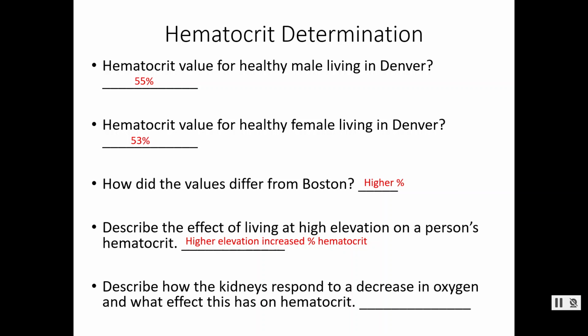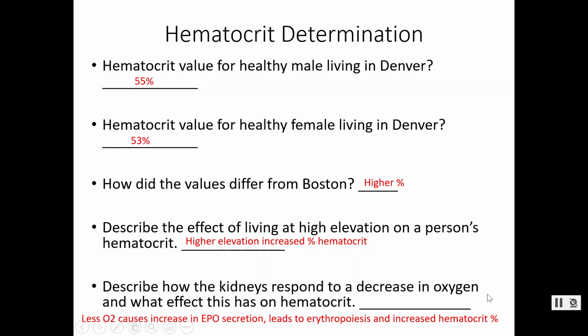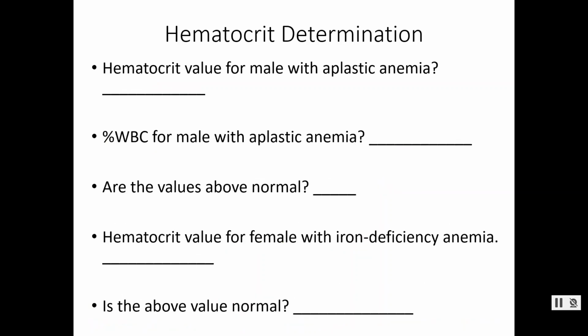All right, describe how the kidneys respond. We just did that. So the less oxygen causes increases in EPO secretion. We're going to crank out more red blood cells. This would ultimately increase your percent hematocrit. All right, almost done with this chart. Hematocrit value for a male with aplastic anemia, that value on our chart was 19%.